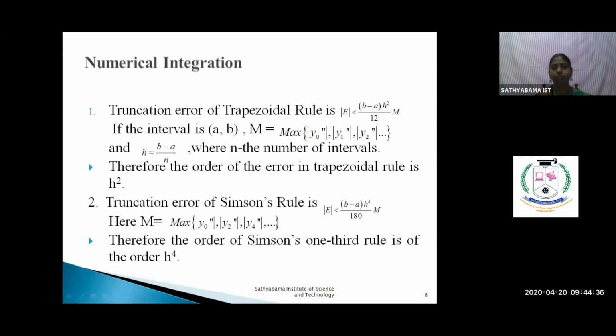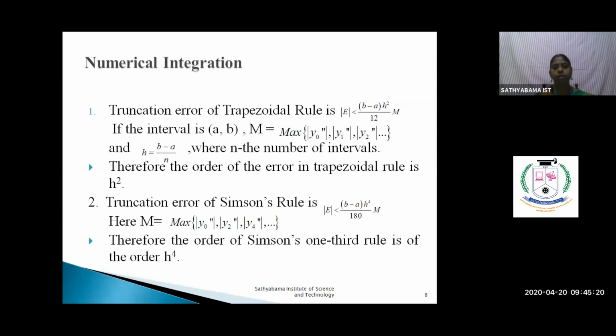What is that M? M is the maximum of the second derivatives of the entries. What are the entries? y0, y1, y2, etc., yn. The maximum of modulus of y0 double dash, y1 double dash, y2 double dash, all the second derivatives of the entries. And for that, we take the maximum of those derivatives. So that is capital M. So don't forget the truncation error of the trapezoidal rule: modulus of E is less than (b minus a) into h square by 12 into M.